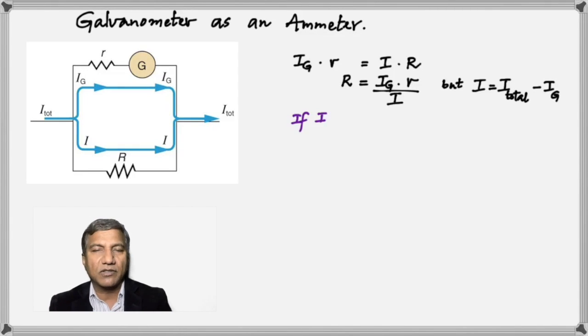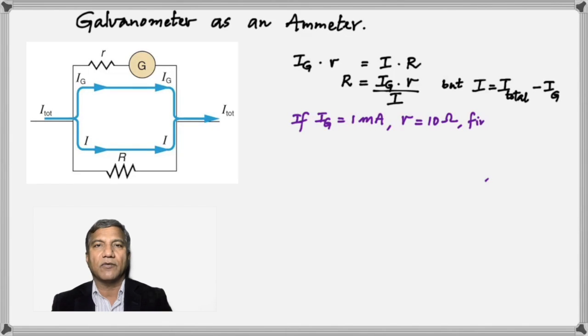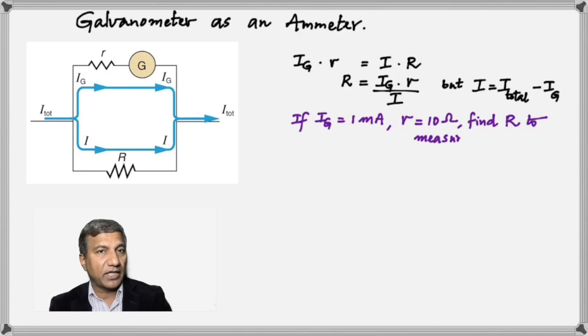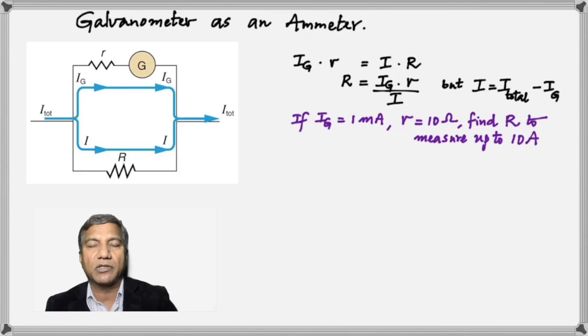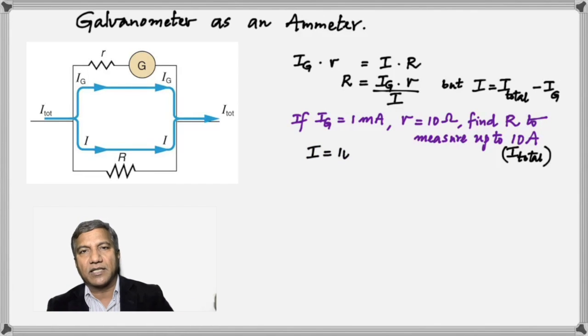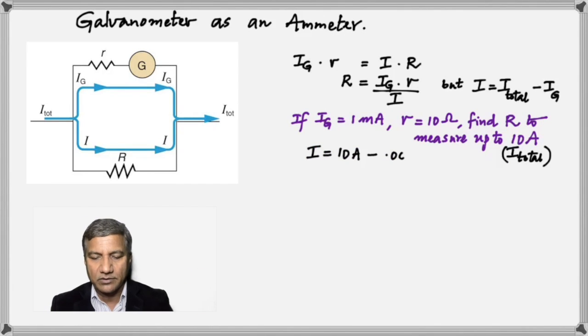Again, let's consider that Ig is 1 milliampere. The internal resistance of the galvanometer is 10 ohms. And we got to find the resistance to be connected in parallel. And we have to decide up to what current you want to measure. Let's assume that we want to measure up to 10 ampere. Okay, so that's I total. 10 ampere is the current that should come into the ammeter.